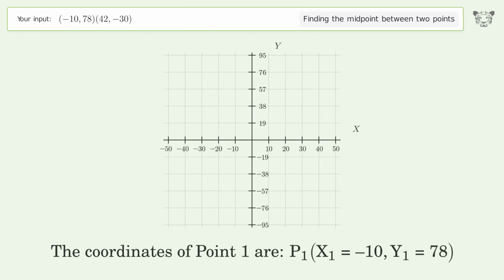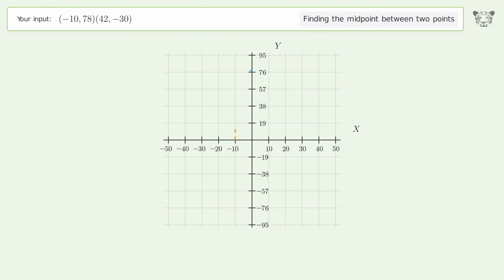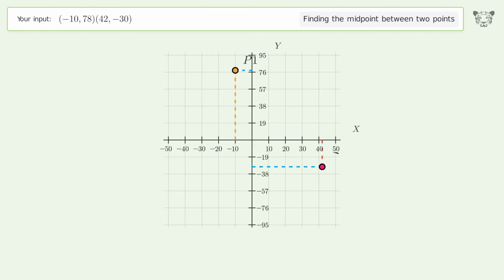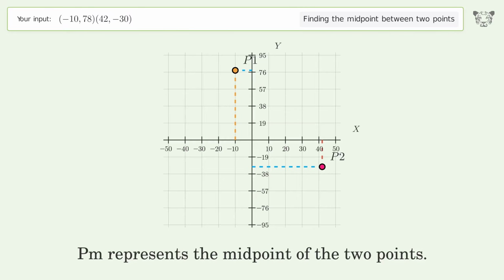The coordinates of point 1 are x1 equals -10, y1 equals 78. The coordinates of point 2 are x2 equals 42, y2 equals -30. PM represents the midpoint of the 2 points.